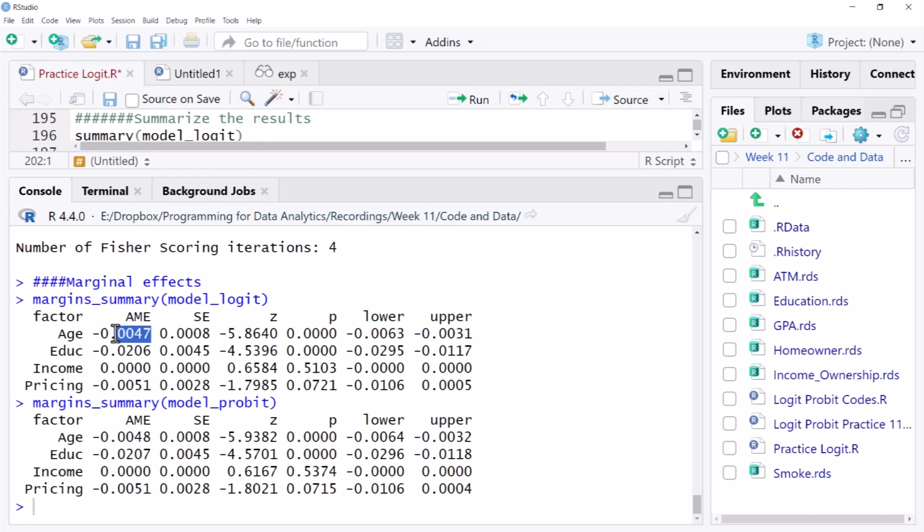For example, we can say for each year increase in age, the probability to smoke decreases by almost 0.5%. Similarly, for each year increase in education, propensity to smoke decreases by 2.06, 2.07%. Again, for each unit increase in price, propensity to smoke decreases by 0.5%. So this is how we interpret the result. In the next video, we'll examine the goodness of fit measures such as log likelihood, pseudo R square, and count R square, and we'll also compare the ability of logit and probit models to accurately classify the observations.